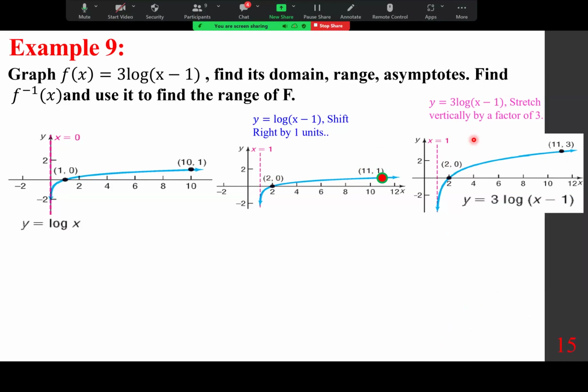And of course, when we did the shifting, the vertical asymptote over here was the y-axis. Now it's x equals 1. And so to answer the intercepts clearly, we have x-intercept at 2, 0. We don't have a y-intercept.